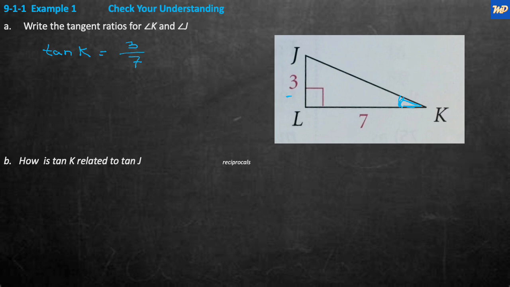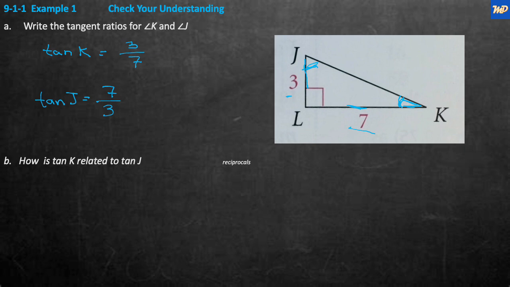Excuse me, I'm jumping ahead of myself. Tan of J. The tan of J is equal to the opposite of J. Here's J up here at the top. Opposite is the 7. So the opposite is 7/3, the adjacent leg. The adjacent leg touches the angle. The opposite leg does not touch the angle.